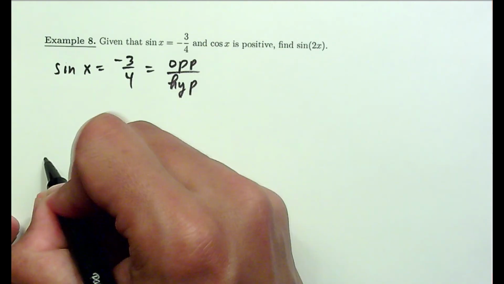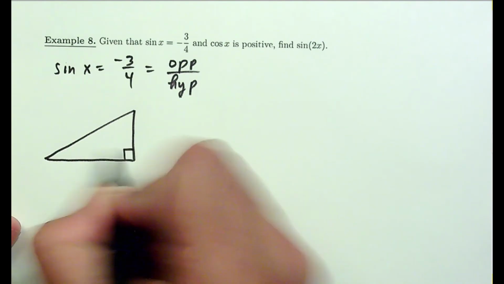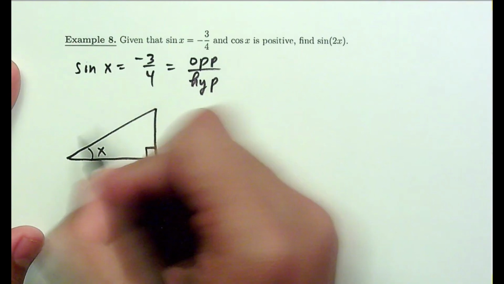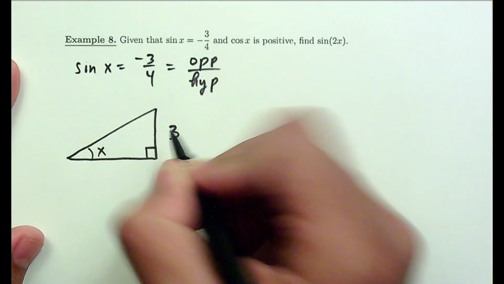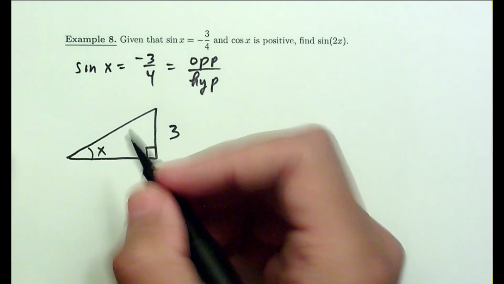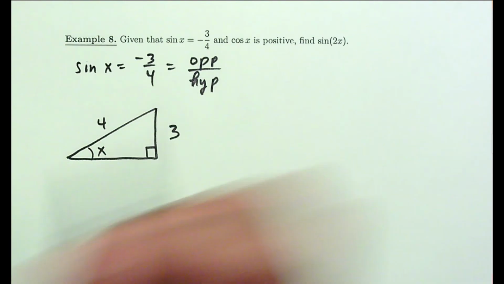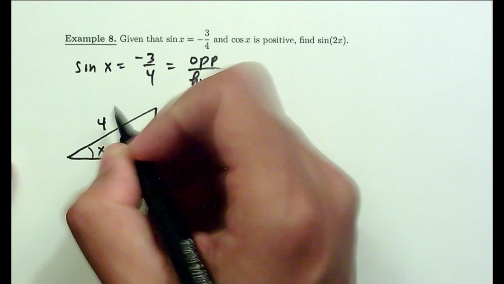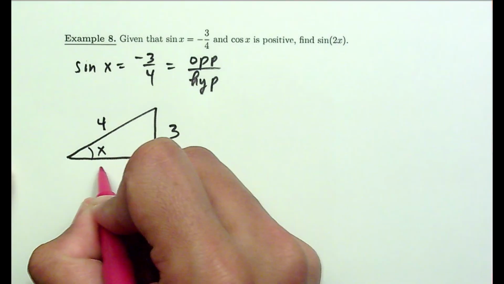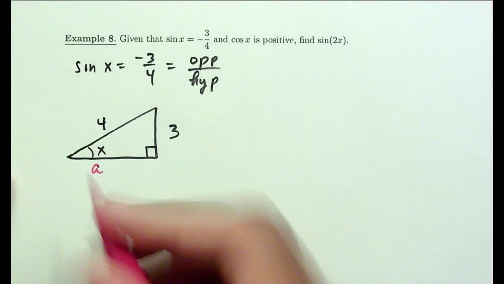Now we draw the triangle. The opposite is 3, or negative 3. You can ignore the negative sign for a second. And the hypotenuse is 4. And now you complete this triangle. Let's call this side a. Then what would you get?